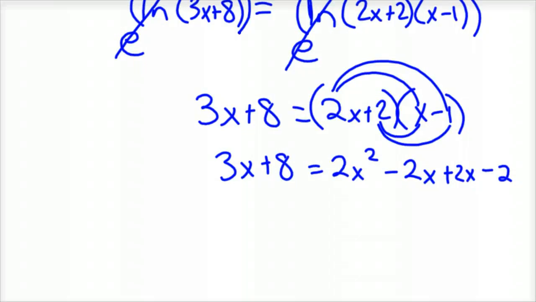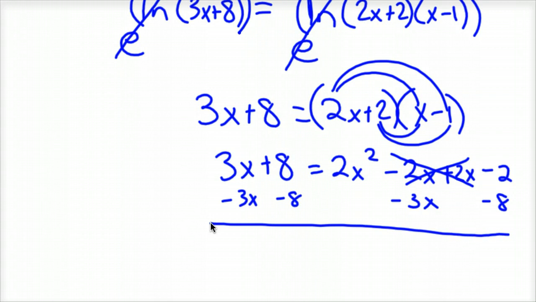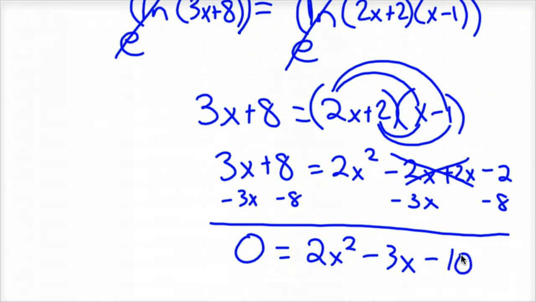I'm going to move everything to one side of the equation on the right. Minus 2x plus 2x, those cancel out. That's kind of nice. And so then I'm going to subtract 3x and subtract 8 from both sides of the equation. And so we'd have 0 equals 2x squared minus 3x minus 10.